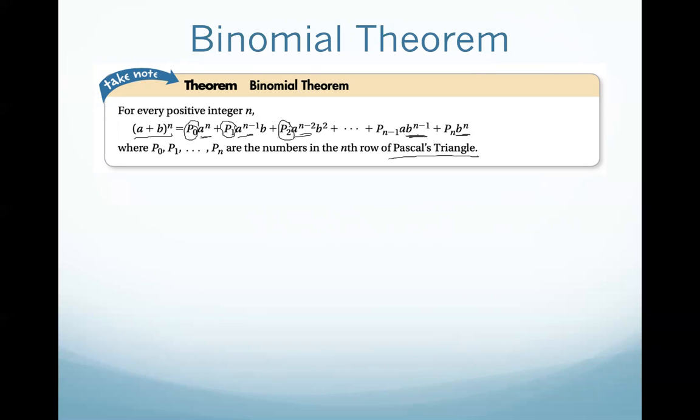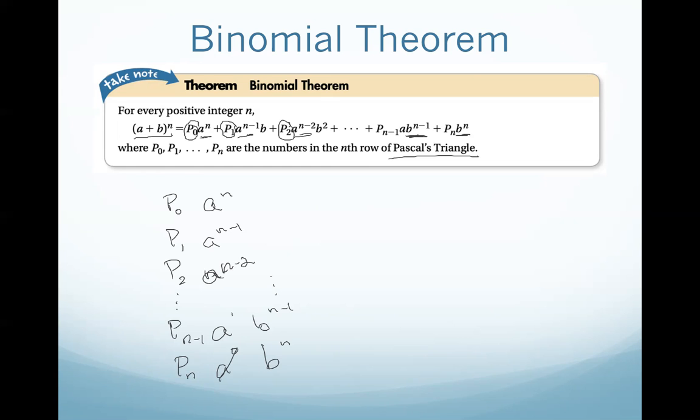So we have Pascal's triangle, P0, P1, P2, all the way down to P sub n for the nth row. And then we have a to the n minus 1, a to the n minus 2. And then this will be a to the 1, a to the 0, which is just 1, b to the n minus 1, all the way up, b squared, b to the first, b to the 0, which is just 1, and then we add them all up. That's what the binomial theorem states.